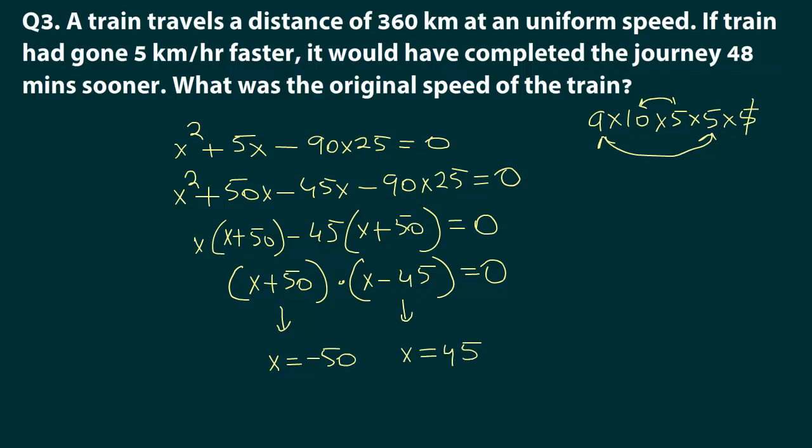Now, what is x? X is nothing but the original speed of the train. Can speed be negative? Speed cannot be negative, right? In other words, this is the answer: x equals 45, and the unit is kilometers per hour. So the original speed with which the train was going is equal to 45 kilometers per hour.